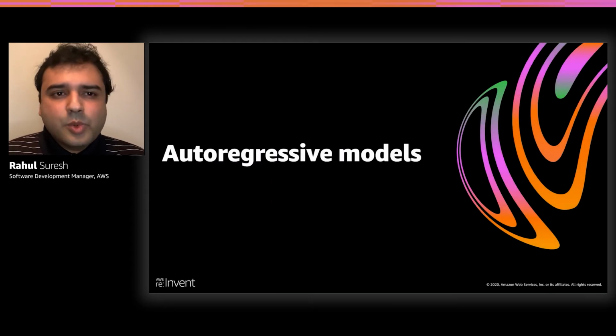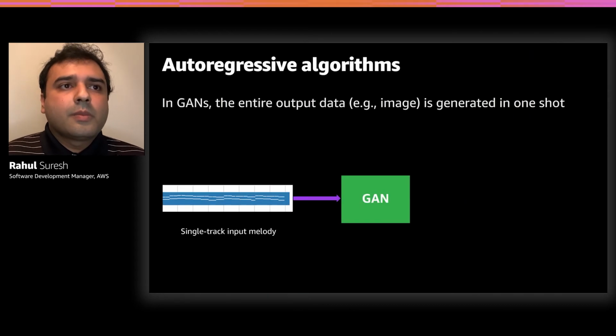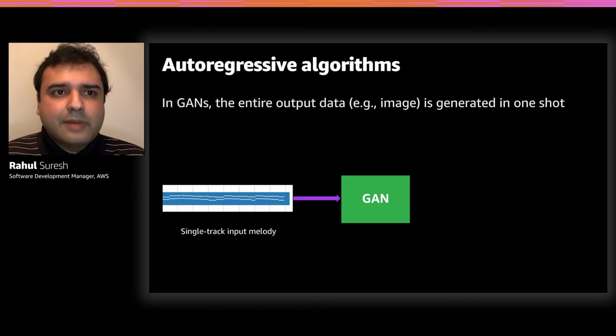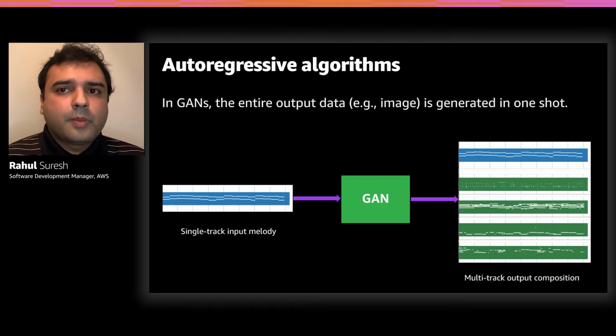Okay, so now let's move on to the next generative AI technique, which is called autoregressive models. Now, in GANs, as we saw previously, we use GANs to generate accompaniment tracks to music, and we noticed that all the accompaniment notes were generated at once, in one go. So these models, where all the output is generated at once, are non-autoregressive models.